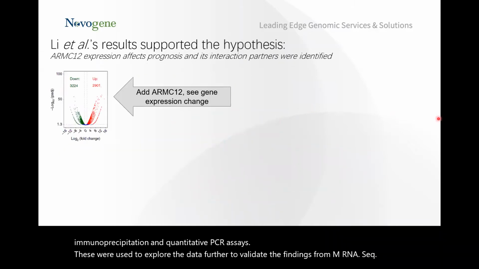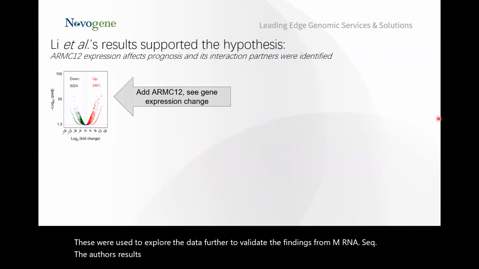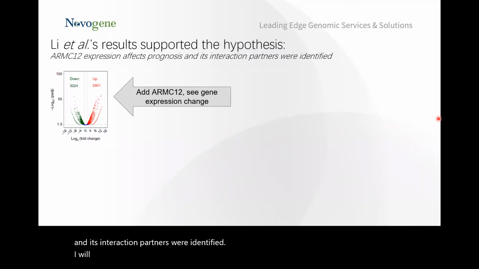The authors' results did support their hypothesis. ARMC12 expression affected prognosis, and its interaction partners were identified. I will show you a few figures to help understand part of what Novogene can help you achieve.